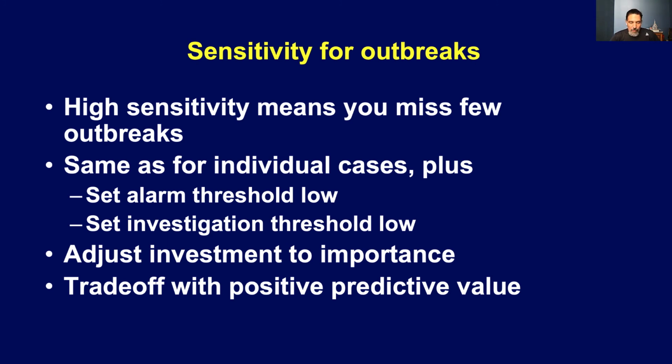And so you can imagine where a system could be maybe not as sensitive for detecting individual cases, but it could be good for detecting outbreaks. And so it's kind of analogous. If you have a surveillance system that's sensitive for outbreaks, it means that you miss few of the outbreaks that actually are occurring there. And you can set the alarm threshold low if you want to have a very sensitive system for detecting outbreaks. And again, we're adjusting the investment to the importance of that particular attribute for your surveillance system goals.